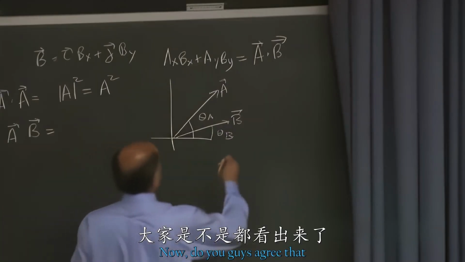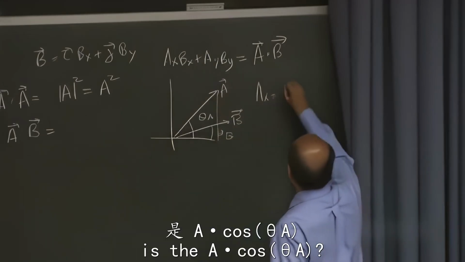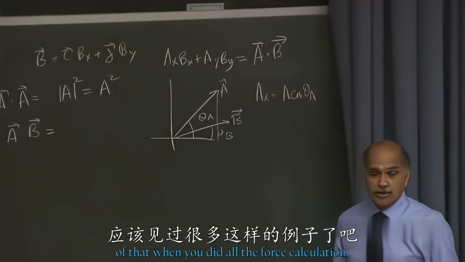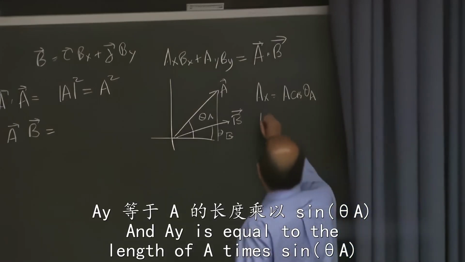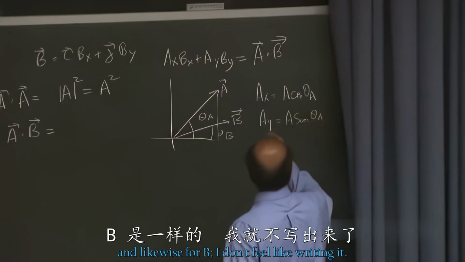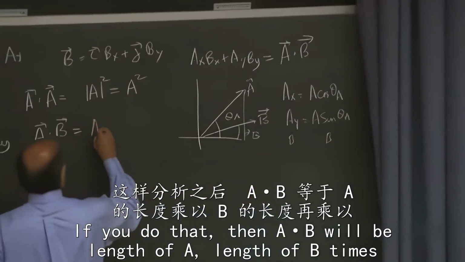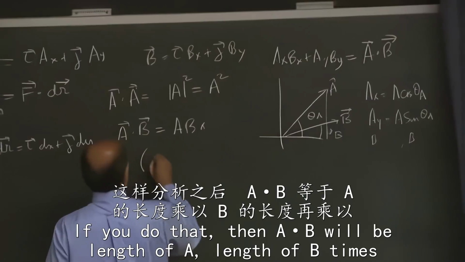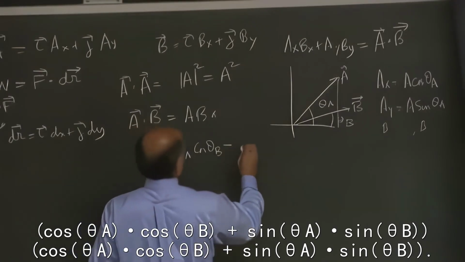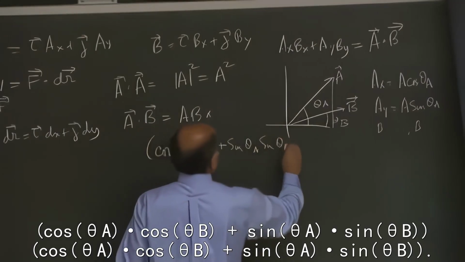Now, do you guys agree that the x component of a, which is the horizontal part of a, is length of a times cosine theta sub a? You must have seen a lot of examples of that when you did all the force calculation. And ay is equal to the length of a times sine theta sub a. And likewise for b, I don't feel like writing it. If you do that, then a dot b will be length of a, length of b, times cosine theta a times cosine theta b, plus sine theta a, sine theta b.